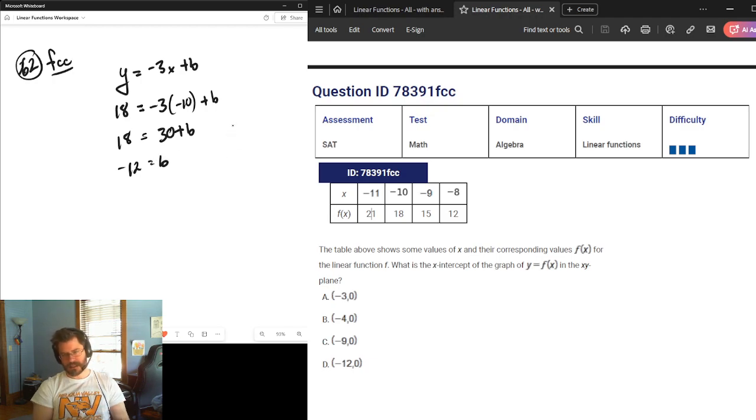They want the x-intercept, not the y-intercept, which is what this gives us. So starting back at the top, we got negative 3x minus 12, and that's our function y equals. So we're going to make y 0, negative 3x minus 12. Add the 12, divide by negative 3, so we get 12 divided by negative 3 equals x, which is negative 4, giving us an answer of B.